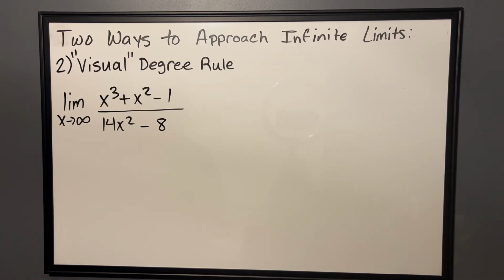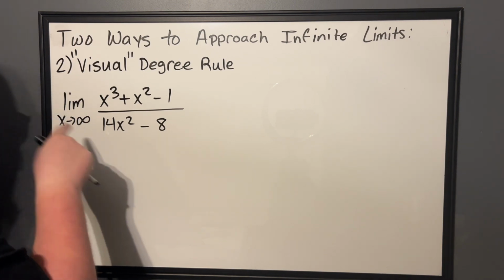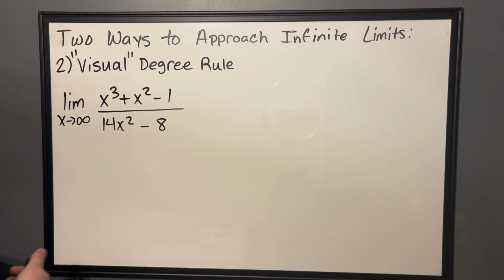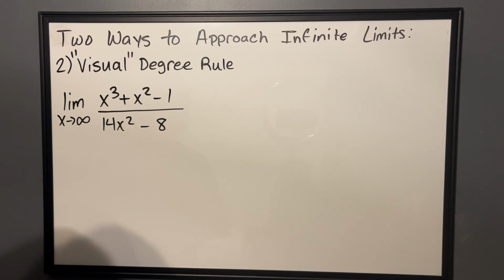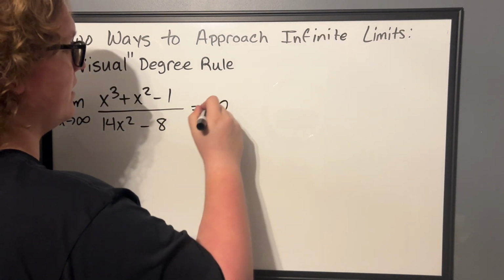Okay, so here's our last example. We have the limit as x goes to infinity of (x cubed plus x squared minus 1) over (14x squared minus 8). So again, we're looking at degrees here. The highest degree in the numerator is 3. The highest degree in the denominator is 2. So in this case, the degree of the top is greater than the degree of the bottom, which was case 1 from how we defined this visual degree rule. So if we have case 1, we know automatically that this limit will go to infinity.